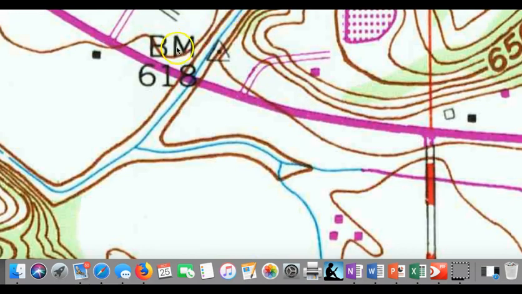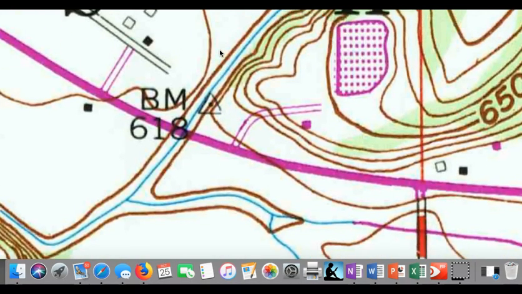This BM benchmark is a surveyed point as well. It's like that X I just showed you a few minutes ago. And this one is a surveyed point with a permanent marker in the ground, a brass marker. This one says that at that spot it's 618 feet above sea level.